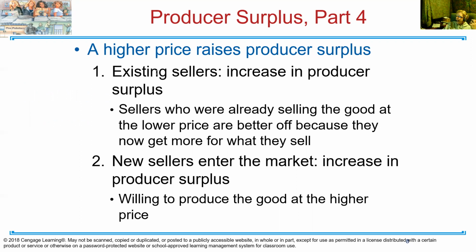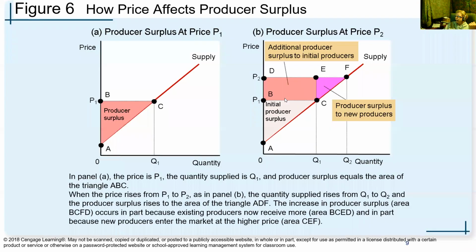Okay, so again, how do we look at this higher price? We look at it in two forms. We look at it in the first form of existing sellers, what was their increase in producer surplus, and new sellers that come into the market, how much producer surplus did they earn based upon their costs. Okay, so here, sorry about that. Here we have it on a supply curve that we're used to seeing with many suppliers.